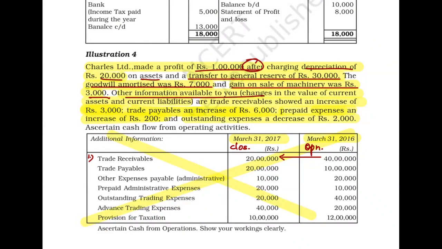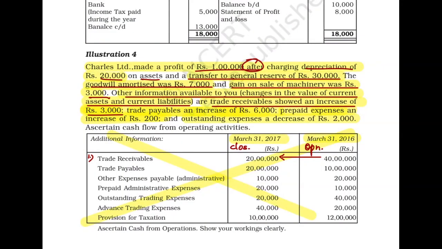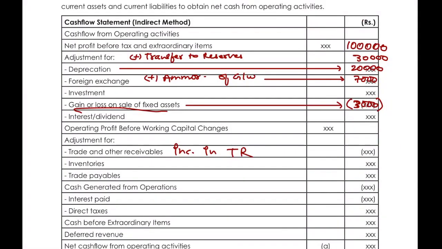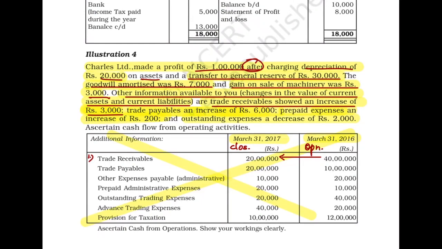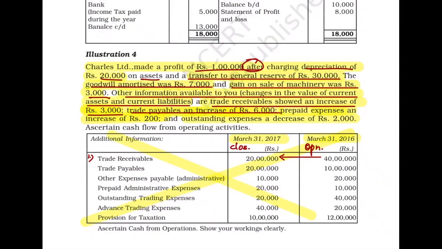Then we have other information available, that is the changes in value of the current assets and current liabilities. Trade receivable shows an increase of 3,000. That means it will be deducted. So 3,000 will be deducted. Then we have next trade payable shows an increase of 6,000. So increase in trade payable, 6,000 will be added because it is a current liability.